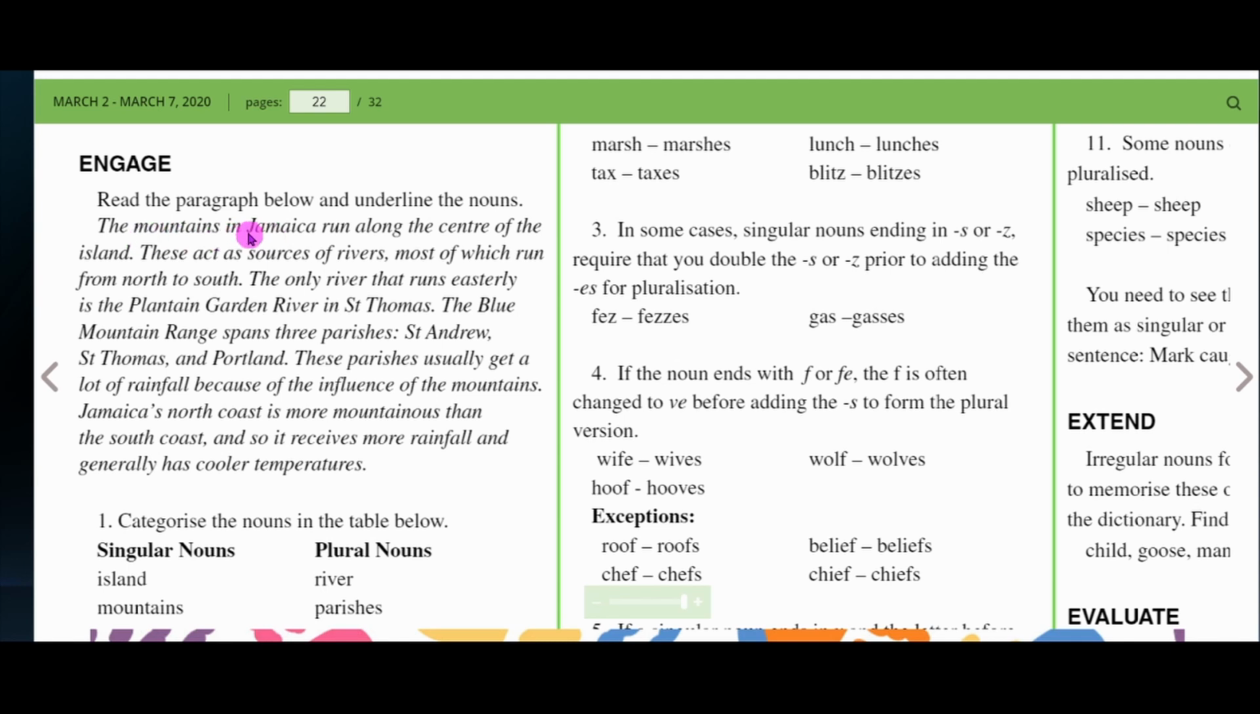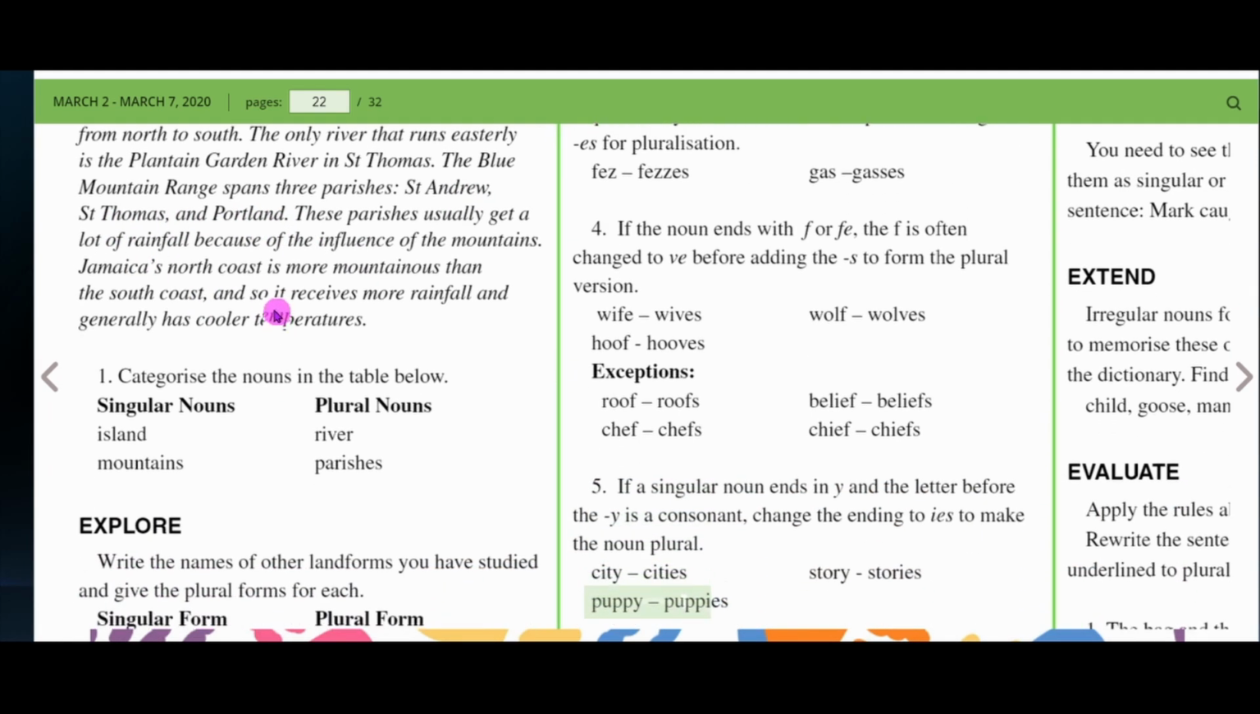So mountains, Jamaica; island, rivers, easterly is a direction; Plantain Garden River, St. Thomas, Blue Mountain Range, that's a noun phrase; parishes, the St. Andrew, the St. Thomas, the Portland, and so on.